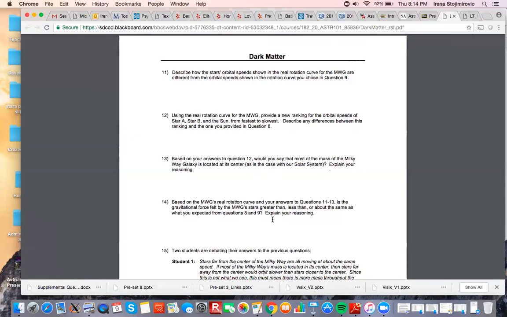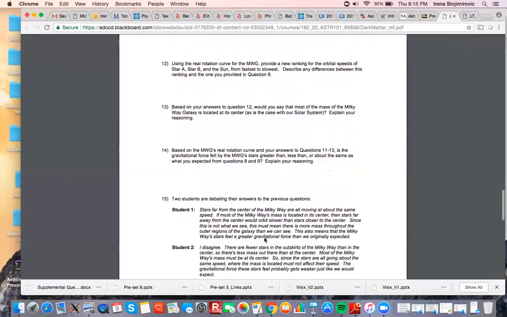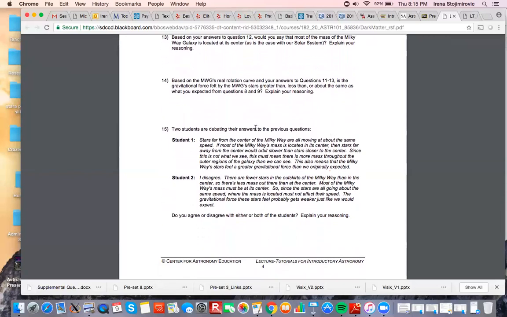Okay, very good. Question 14. Based on the MWG's real rotation curve and your answers in questions 11 through 13, is the gravitational force felt on the MWG's stars greater than, less than, or about the same as what you'd expect from questions 8 and 9? Each one of the stars, A through the Sun and B, all experience more gravitational force on them because they have more velocity. And star B has the greatest increase in that force. Very good. Excellent. Okay, Catherine, you want to go back to students 1 and 2?